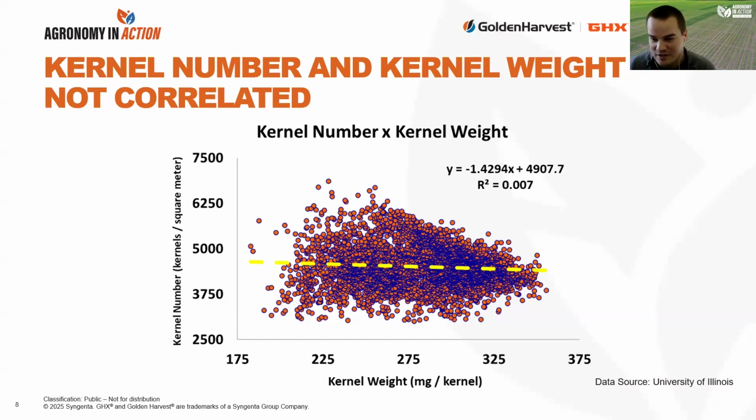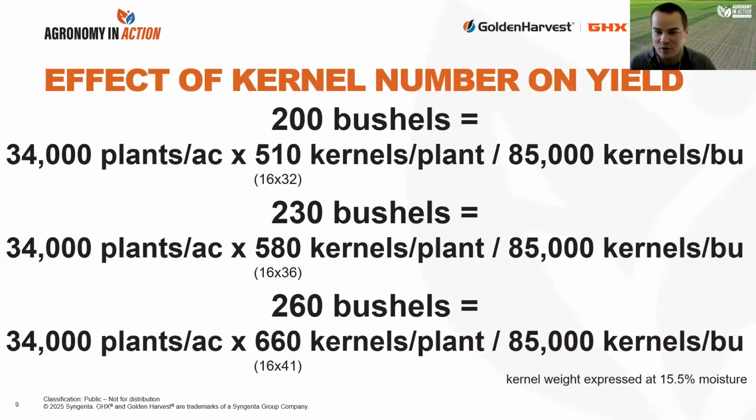Now, if we really want to achieve high yields and take yields to the next level, it would be really nice if we could have a lot of kernels and have all of them be heavy. So a correlation between kernel number and kernel weight. But I'll just walk through a couple examples here. So I got three different yield environments here and looking at the relationship between how kernel number may affect that and how kernel weight may affect that. So we got 200 bushel, 230 bushel, and 260 bushel.